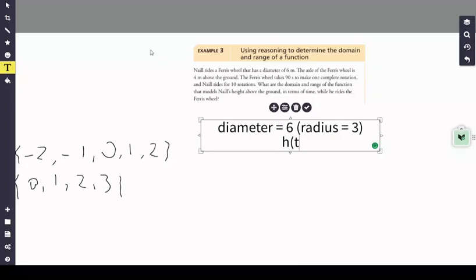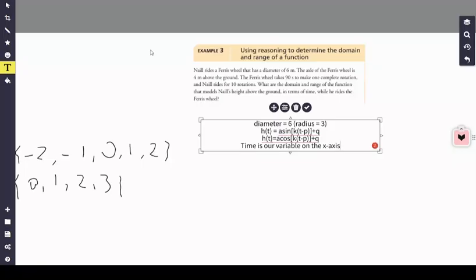So height at time t is equal to a sine of k times t minus p, plus q. This is our general formula, or h of t is equal to a cosine of k times t minus p, plus q. This is our general formula that we remember from last year. So let's look. What is the domain? Well, the domain is time. Time is our variable on the x-axis.